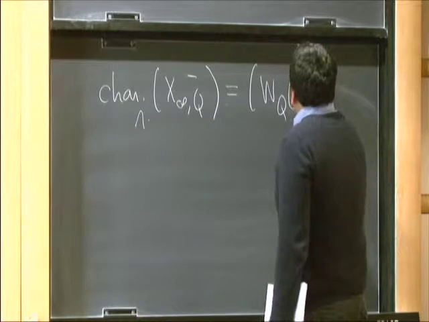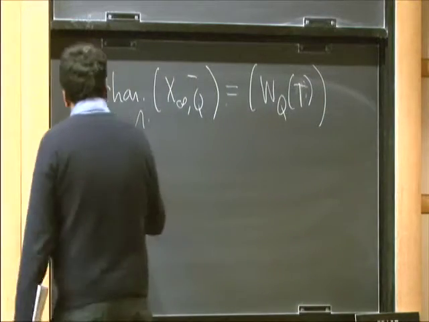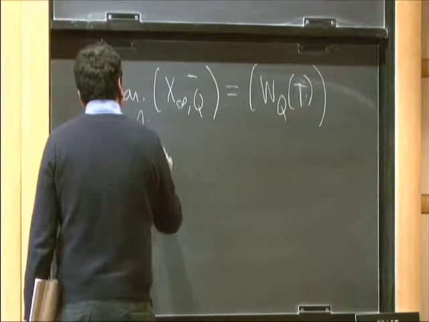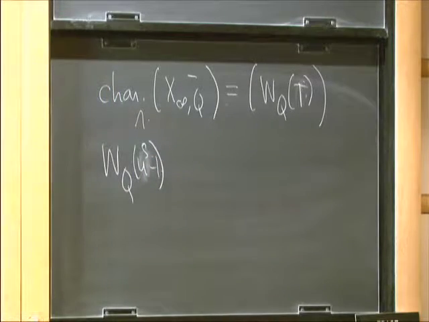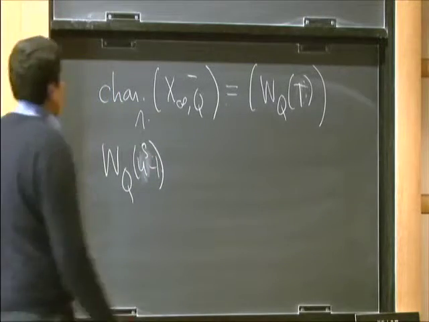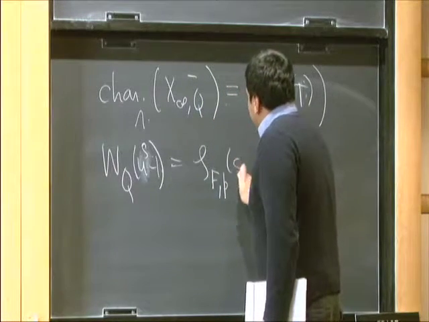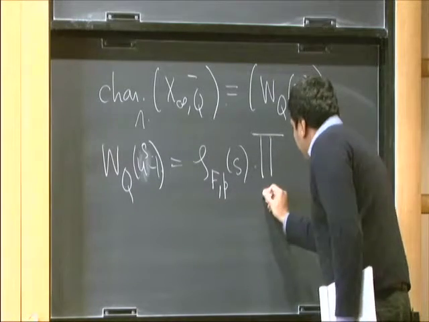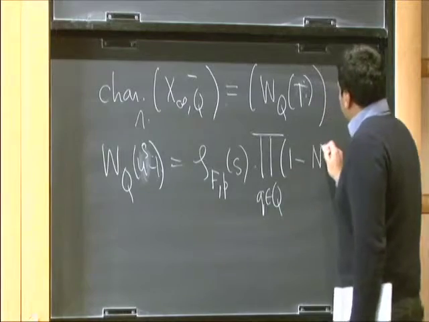element of the power series ring, which has the property that W_q(T), when you evaluate it at u to the s minus 1, where u is linked to gamma, is just equal to zeta, the Deligne-Ribet p-adic L function, product over q of 1 minus norm q to the 1 minus s.